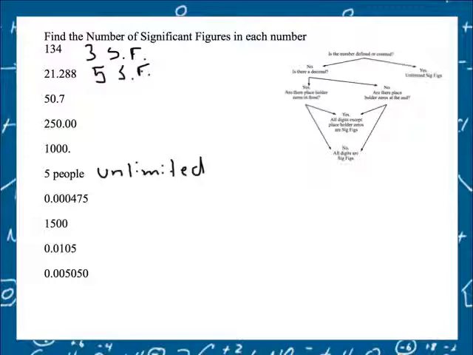50.7. Is there a decimal? Yes. Are there placeholder zeros in front? I have a 0, but this is not a placeholder 0 because it is not on the front of the number. So when I say front here, I'm not referencing where the 0 is at in terms of the decimal. I'm talking about zeros that would be in the front of the number. So no, there's not any placeholder zeros. So again, all digits are significant. 3 sig figs. Okay.